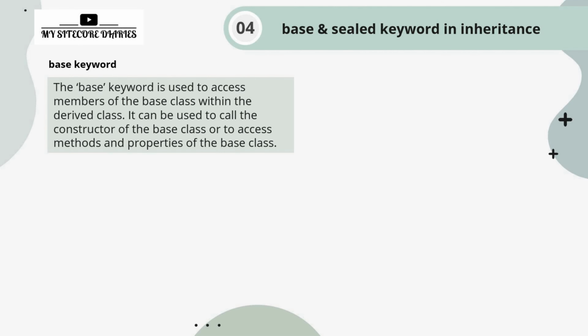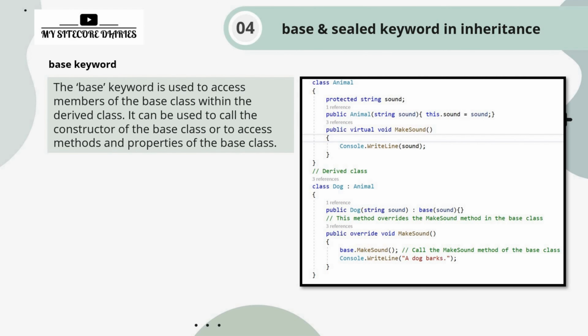The base keyword is used to access members of the base class within the derived class. So if there is a case where you want to access the base class members within your derived class, how can you access them? By using the base keyword. We'll see the example. It can be used to call the constructor of the base class or to access the methods or properties of the base class. You can access the base class constructor, methods and properties within the derived class by using the base keyword. So this is an example.